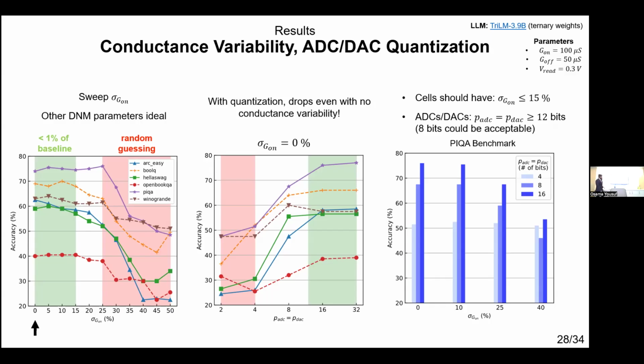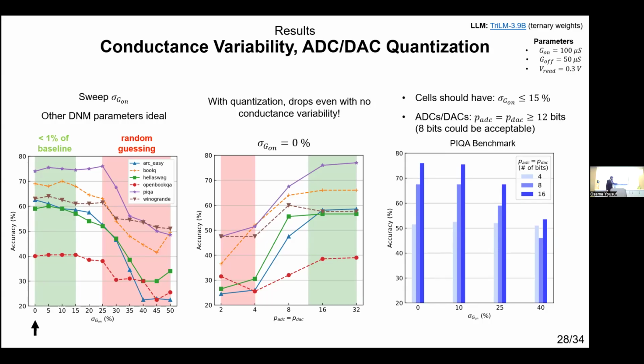For this, again, this purple curve corresponds to the PIQA dataset that I talked about. And in this red region, you can clearly see how it ends up becoming just a random classifier, right? And so we want to stay in this green region. We want our devices to, in the worst case, have 15% conductance variability. So the next thing we do is that we, at a fixed conductance variability, simulate ADC and DAC quantization at increasing levels of precision, and that's the second plot here.